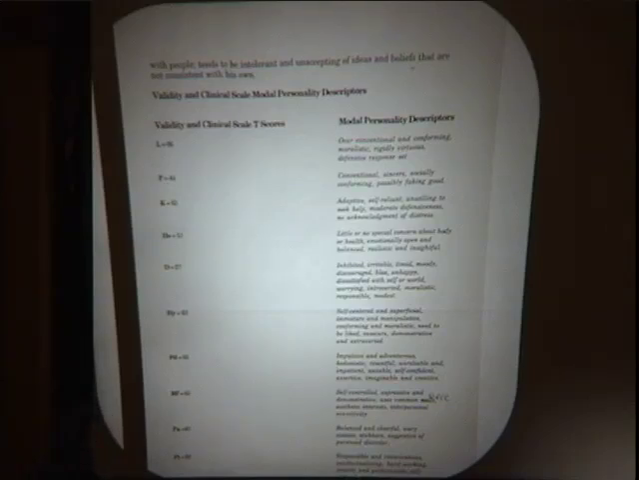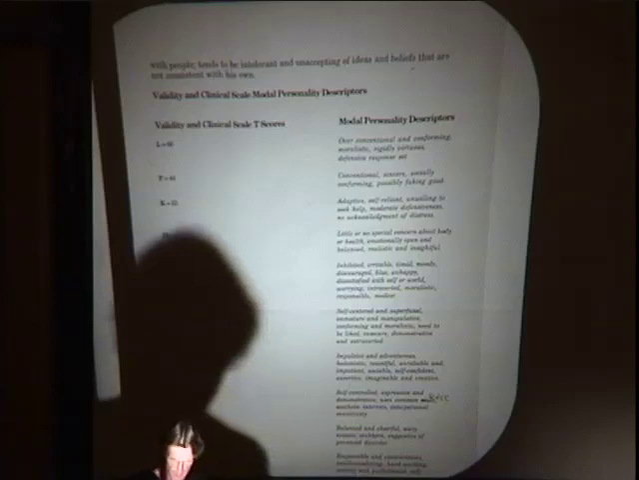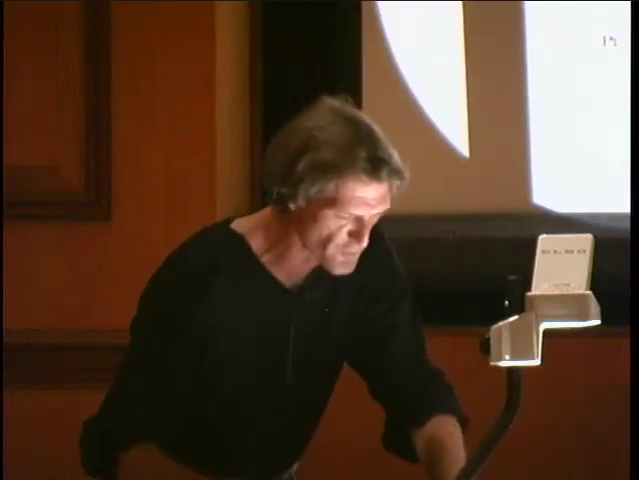Over-conventional and conforming, moralistic, rigidly virtuous, defensive. Conventional, sincere, socially conforming, possibly faking good. Here at K of a 63, adaptive, self-reliant, unwilling to seek help, moderate defensiveness, no acknowledgement of distress, little or no special concern about bodily health. Let's keep moving. Inhibited, irritable, timid, moody, discouraged, blue, unhappy, dissatisfied with self, etc., etc. Self-centered and superficial, immature, manipulative, impulsive and adventurous, self-controlled, expressive and demonstrative, balanced and cheerful, wary, evasive, stubborn, responsible and conscientious. Hey, you know, a lot of these traits, this guy would be a good neighbor, right? I mean, so where's the beef?